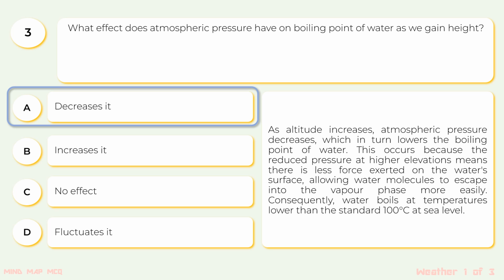This occurs because the reduced pressure at higher elevation means there is less force exerted on the water surface, allowing water molecules to escape into the vapor phase more easily. Consequently, water boils at temperatures lower than the standard 100 degrees Celsius at sea level.